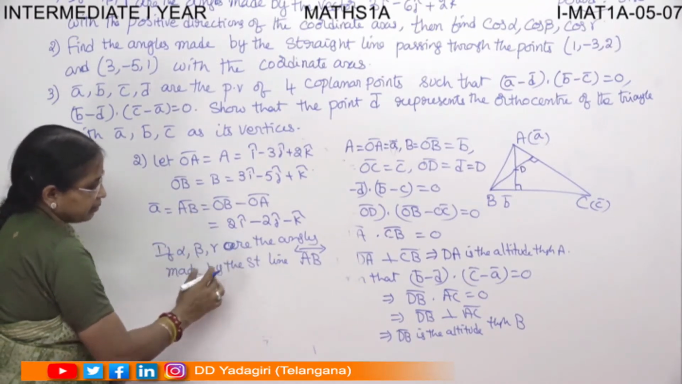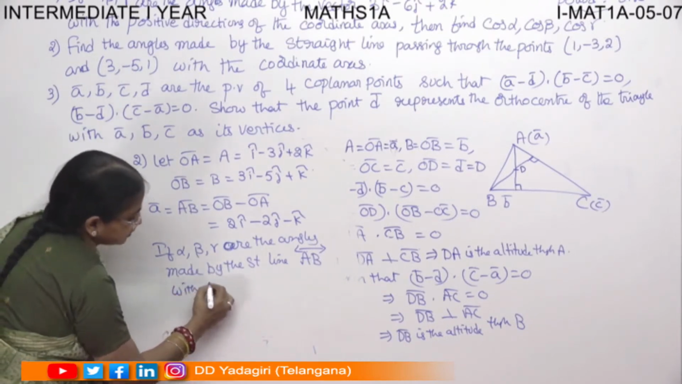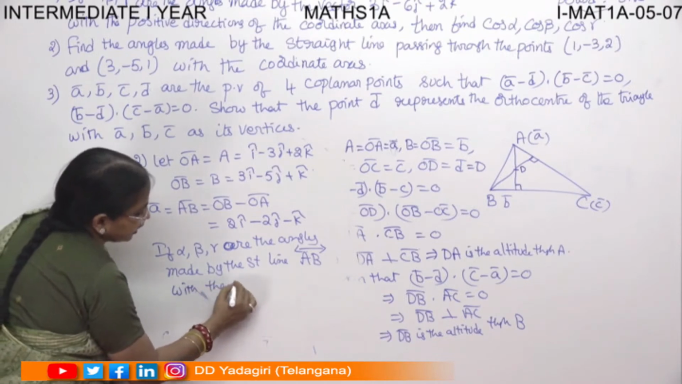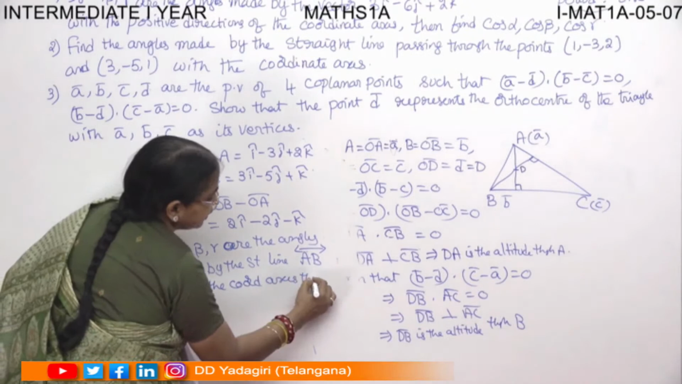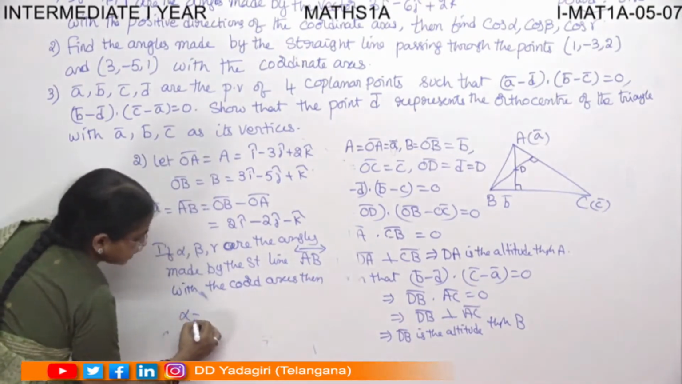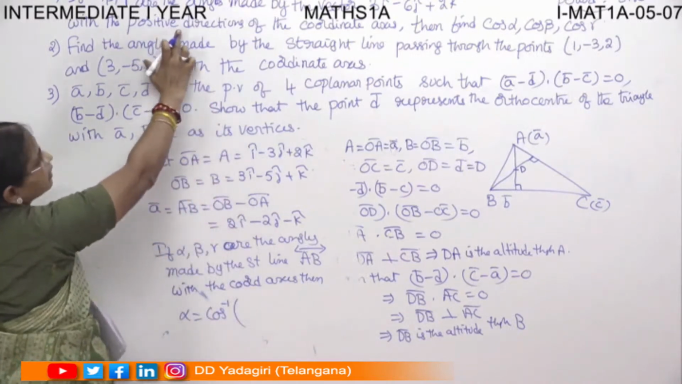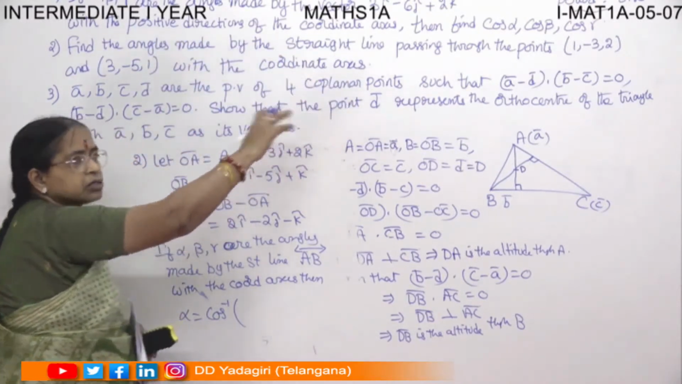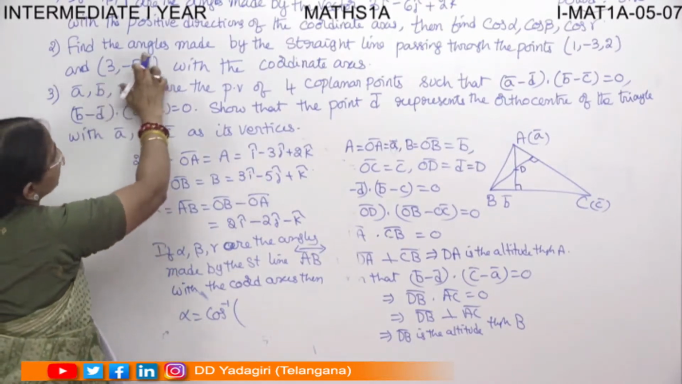So alpha, beta, gamma are the angles made by the straight line AB with the coordinate axis. Then alpha is equal to cos inverse of... because in the first one he asked to find cos alpha, cos beta, cos gamma values, so directly we wrote the values. Now here you should find the angles.